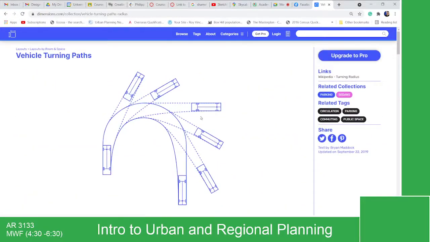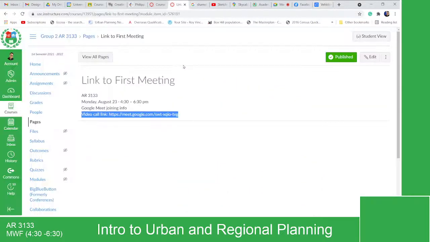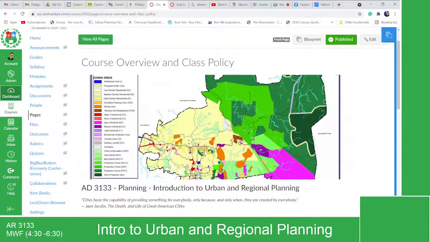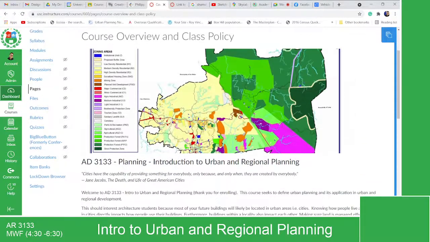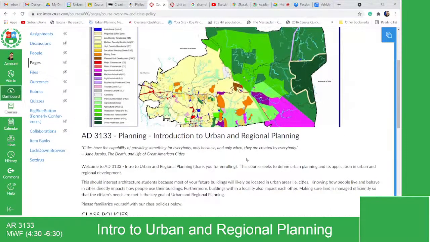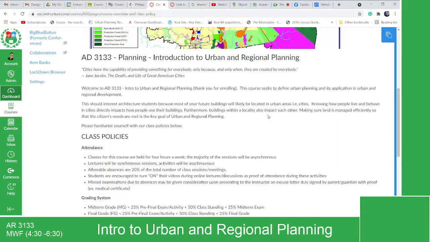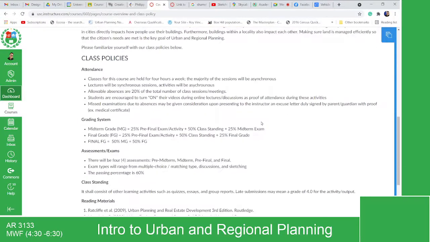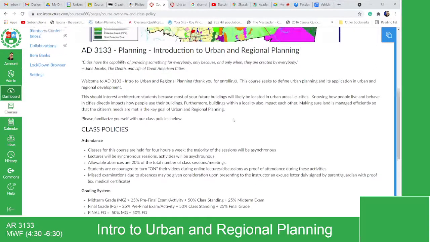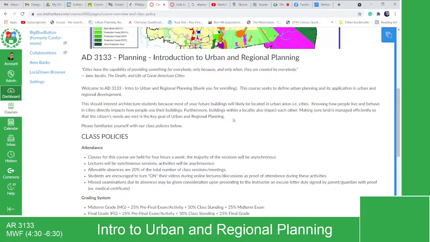And then eventually in this class, in this introduction to urban and regional planning, we'll also be discussing how you can manage slopes, and maybe that will be after midterms, after we define what is urban and regional planning, and what's the difference between urban planning and urban design, and we will talk about that. So this is what this class is.